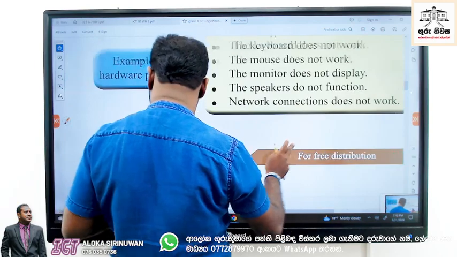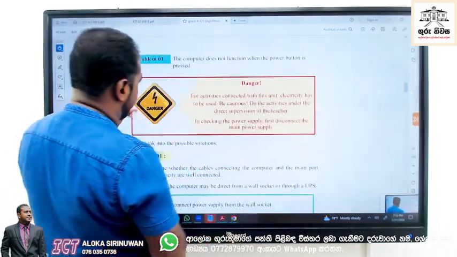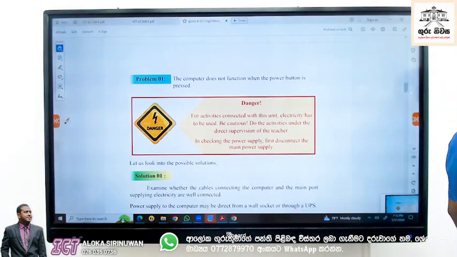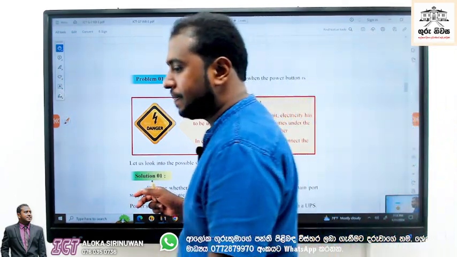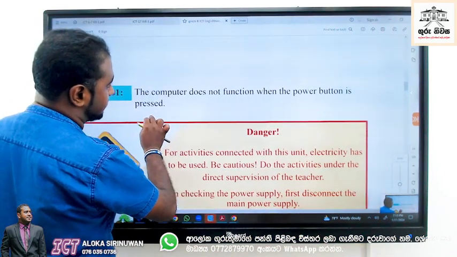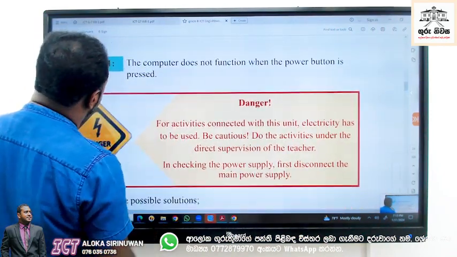Next. Now we are going to study how to solve all the problems that you can encounter when using the computer, in a step by step manner. Just tell me, what is the first problem? Who can read?